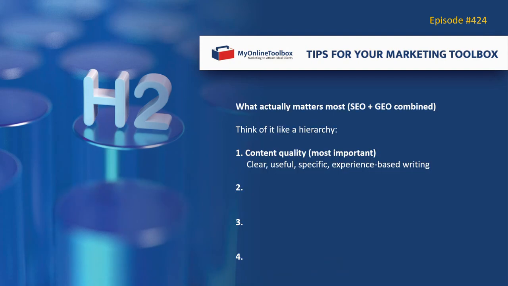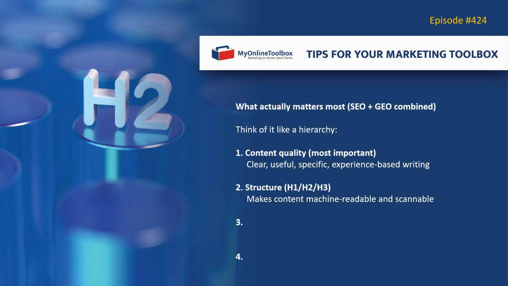And so what we want to do is combine the two, what actually matters between SEO and GEO combined. And you have to think of it like a hierarchy. First, as always, content quality is the most important. You have to be focused on clear, useful, specific, and experience-based writing. And a lot of times, people that are representing your marketing really don't have enough experience to properly represent your company, and that could hurt you down the road.